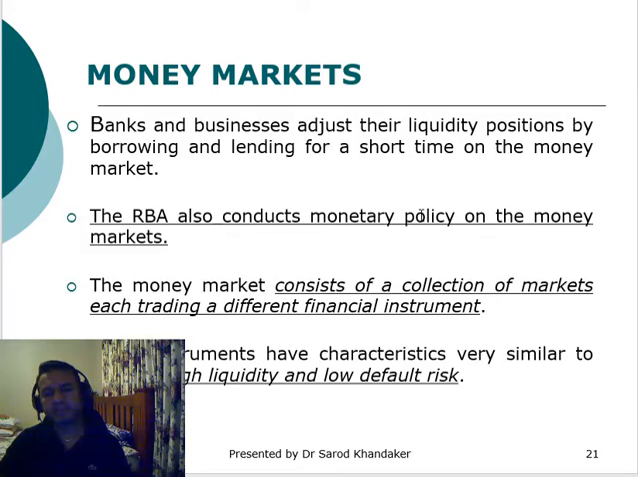So in the money market, banks and businesses adjust their liquidity position by borrowing and lending for the short time. The central bank, RBA, also conducts monetary policy in the money market, and their main target is to control the monetary policy and fine-tune it whenever it's required. The money market consists of a collection of markets, each trading in different financial instruments. All of these instruments have very similar characteristics, and most money market securities are highly liquid and low in default risk.